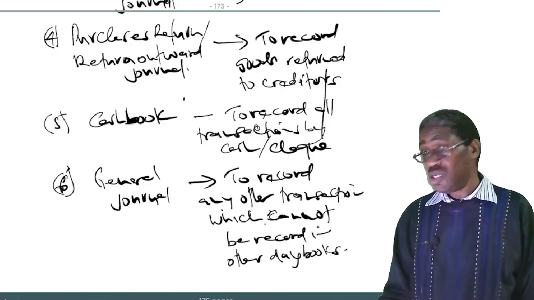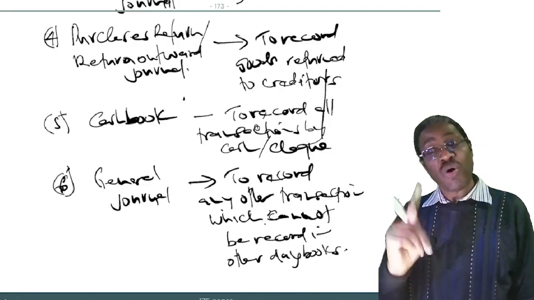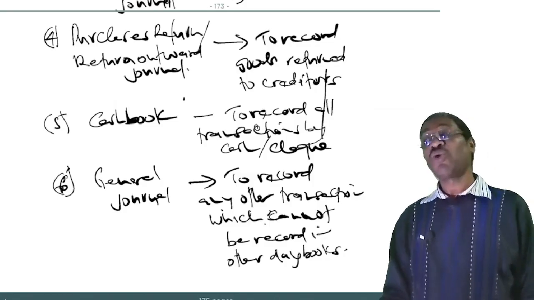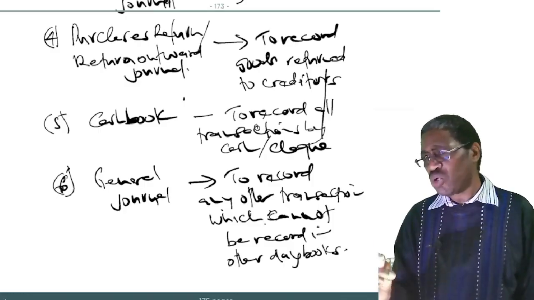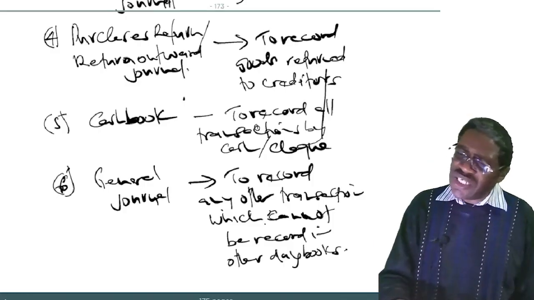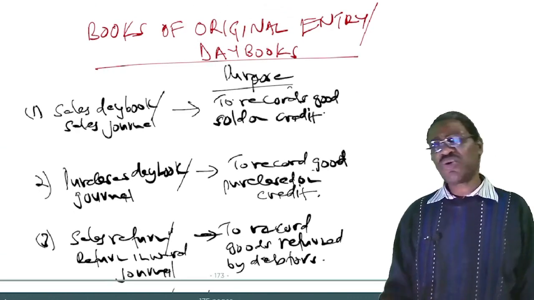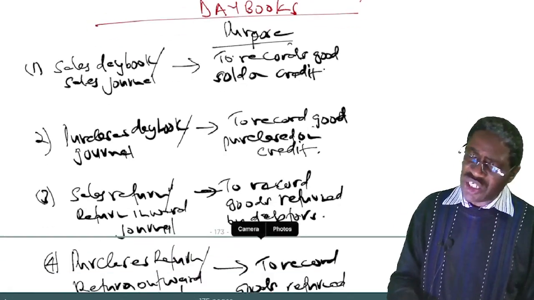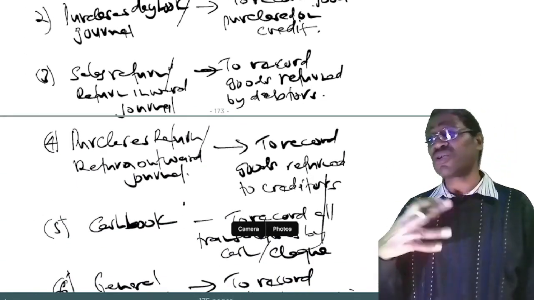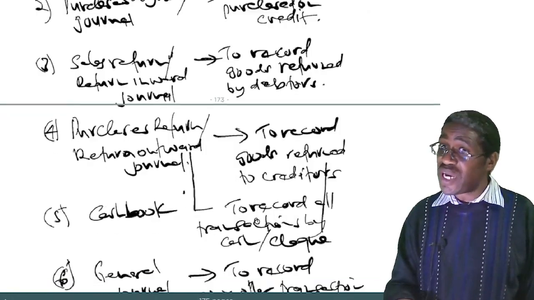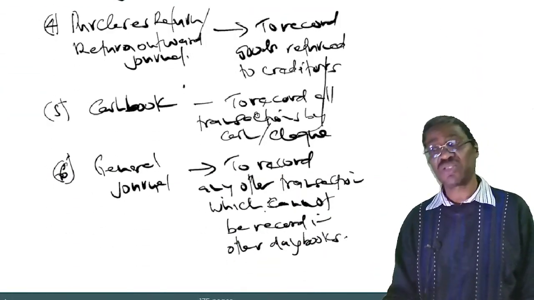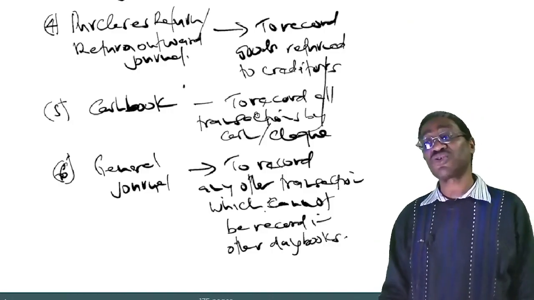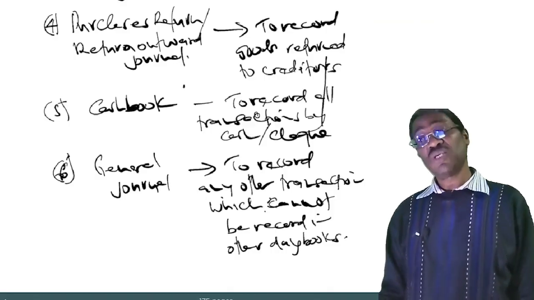What if again you sold your motor vehicle on credit, not by cash? If you sold your motor vehicle on credit, then you can't record it in the sales daybook, because it is a motor vehicle, not a good. Neither can you record it in the cash book, because you are not selling it by cash; you are selling it on credit. If you sell it by cash, then you record it in the cash book. Good. You can see the examples I'm giving of transactions that could be recorded in the general journal.